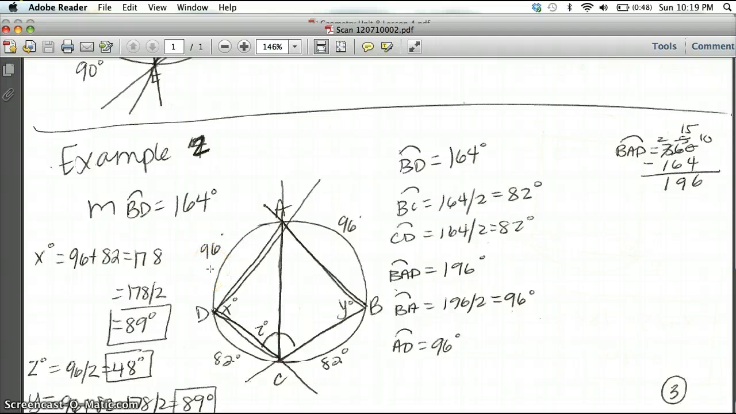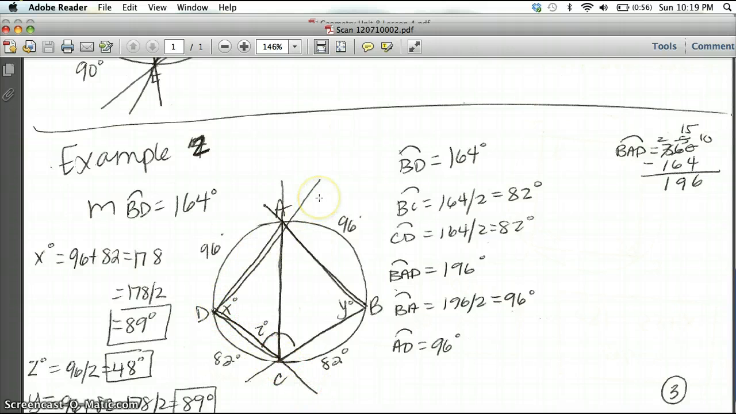So if these two are 98 degrees, we know that BD down here is 164 degrees. We also know that arc BC and arc DC are congruent, because again, the middle line here cuts it in half. So I can say that DC is 82 degrees and BC is 82 degrees. Then I need to find x degrees, so I made my angle here.